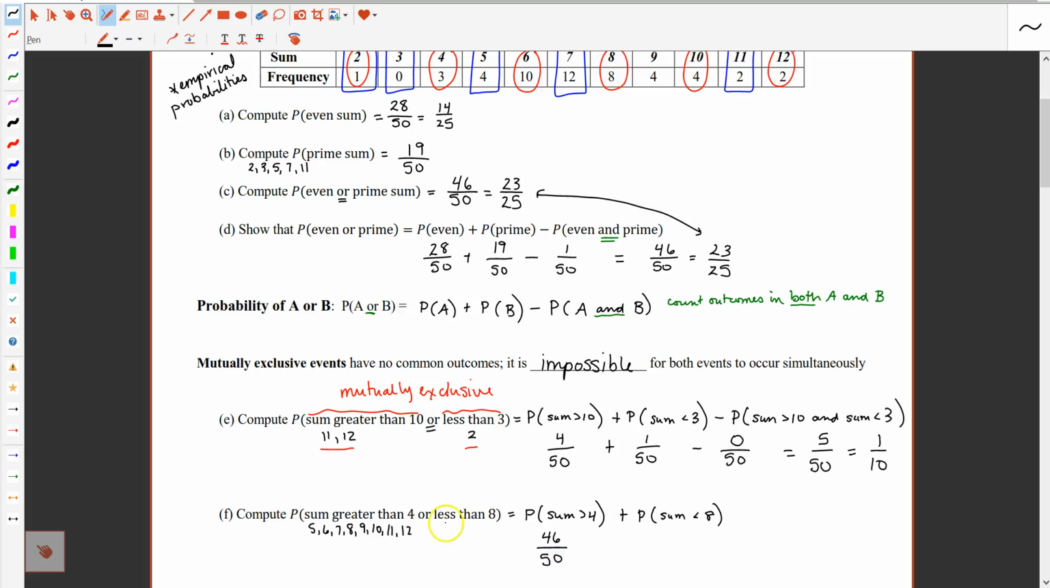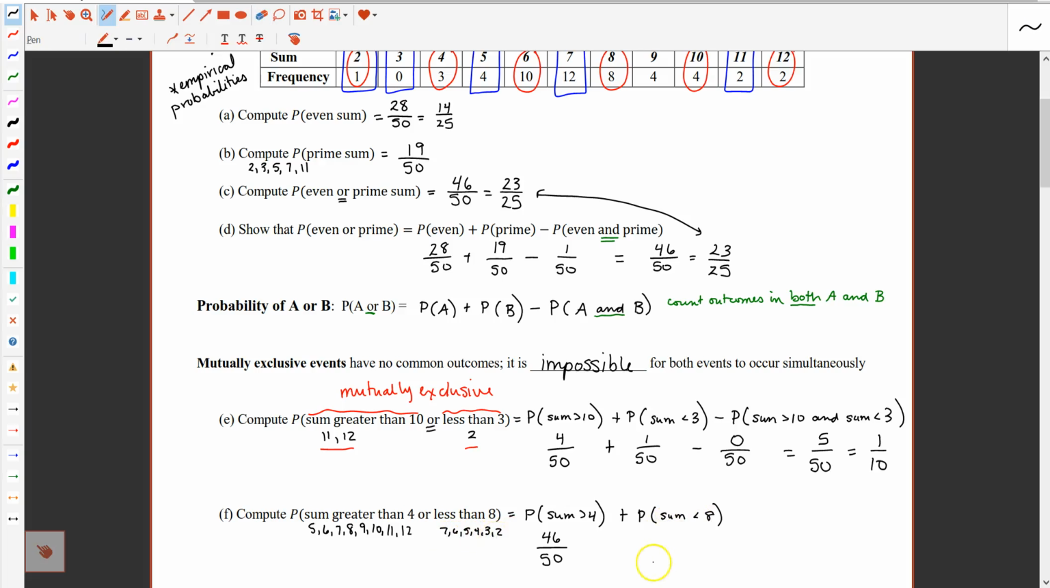Alright, so now let's look at the second event. If that happened, I also want to count it as well, the sum being less than 8. So what sums up here are less than 8? So it could be 7, 6, 5, 4, 3, 2, and then there is no 1, so we don't have to worry about that. If I got any of these sums, they satisfy being a sum of less than 8, so I want to count it.